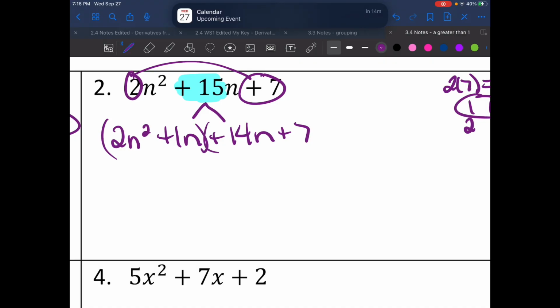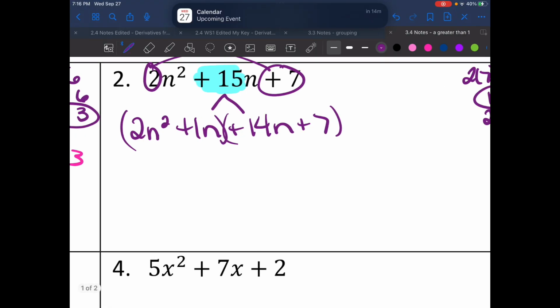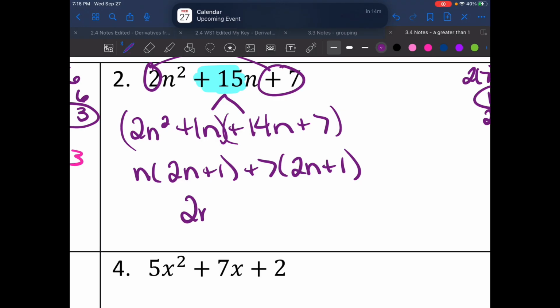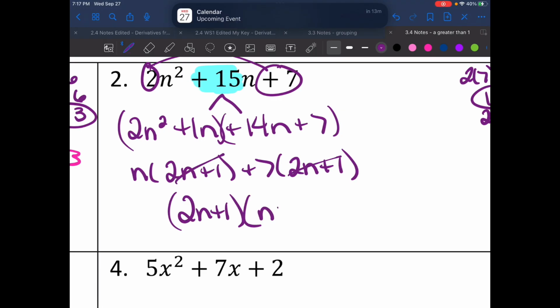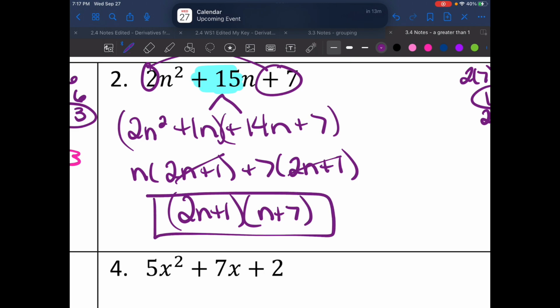Now, group the first two terms and the last two terms. GCF of the first group, GCF of the second group. Common binomial, and then whatever is left.